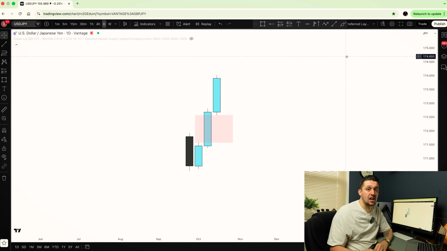Now naturally what we find is before price moves in its intended direction, it will want to come down and rebalance that price before it then moves off. It can be a very powerful way of understanding what price is going to do.